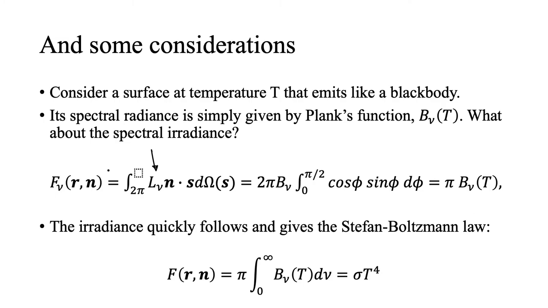So you can just take this out of the integral, and you could simply integrate, suppose that you're considering all the emissions in the northern hemisphere, then you're just simply taking the integral over all these angles, and what you obtain is that the spectral irradiance is again proportional to Planck's function, with some proportionality constant, of course. What about the irradiance?